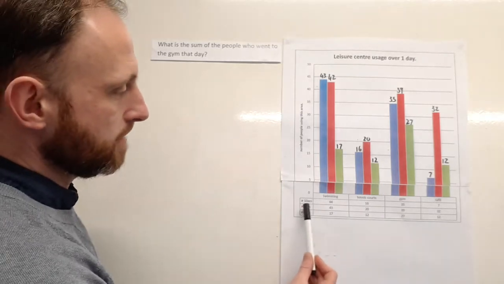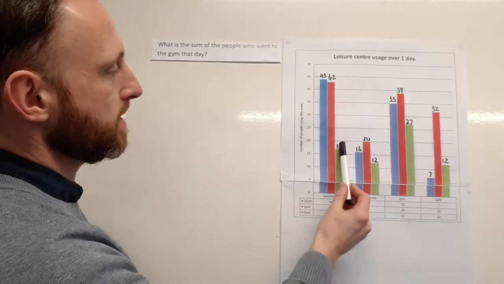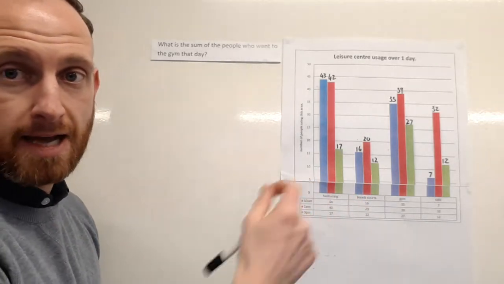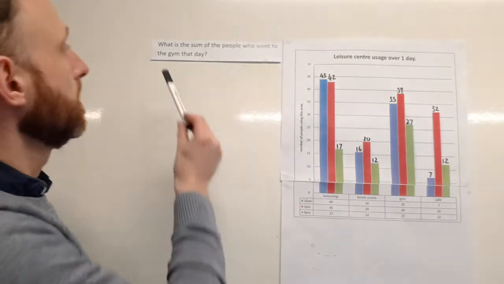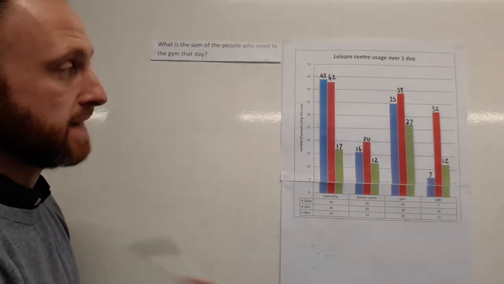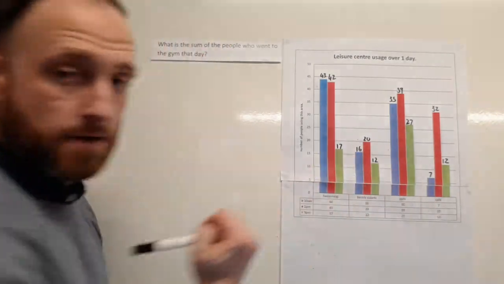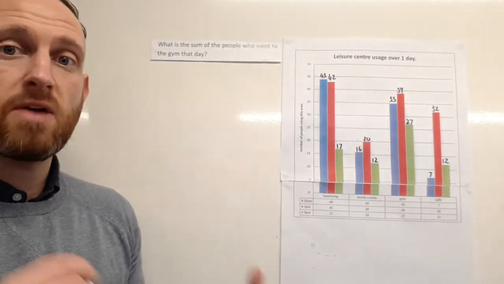Okay, and we've got different times of day. 10 a.m. is the blue bar, 1 p.m. is the red bar, 9 p.m. is the green bar. So they collected data at different times of the day. Our question is asking us, what is the sum of the people who went to the gym that day? So I'm thinking about the gym, I'm thinking about these bars here. Now the sum is all of them. How many have we got all together?